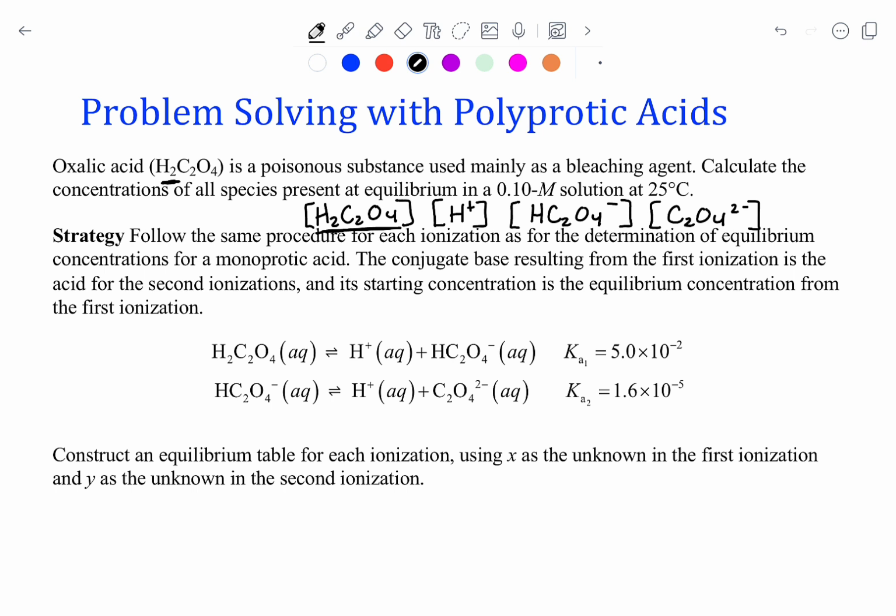Our strategy for solving this problem is to follow the same procedure for each ionization as for the determination of the equilibrium concentrations of a monoprotic acid. You're essentially treating each ionization as a monoprotic acid reaction. All of the reactions that we looked at in our previous lesson, talking about weak acids and weak bases, were all monoprotic acids.